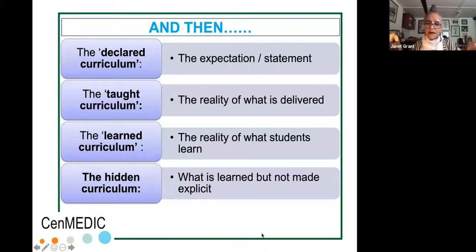There is the declared curriculum, the one on paper, the one that you write, and that's just the beginning. It's probably a minor part of the whole thing. The expectation, the statement about what this curriculum will be. But then that curriculum has to be taught. And the reality of what is actually delivered might or might not be the same as the declared curriculum. That is an issue of curriculum management and curriculum implementation.